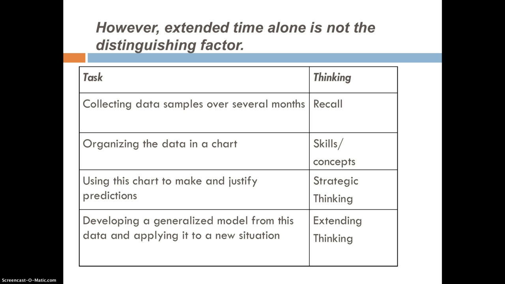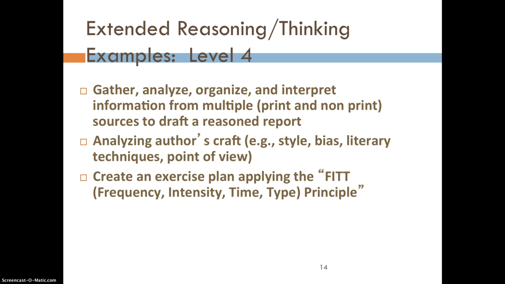That's strategic thinking. Still long term, but not to the level of Webb's depth of knowledge level 4. A level 4 would be asking students to take all this information and maybe some additional research and apply it to a new situation. So maybe we ask students to create a model for the future to predict weather based on the information that they've been gathering. That would be an example of a much more extended thinking, or a level 4. Here are examples of level 4.